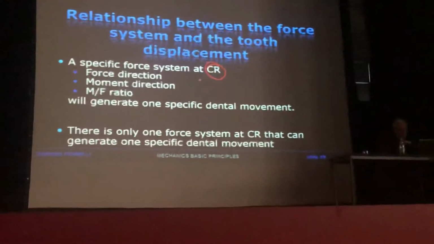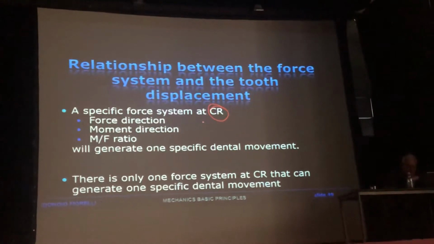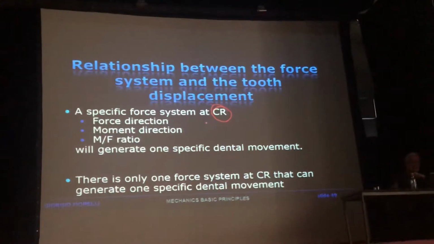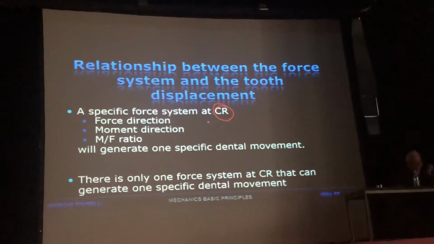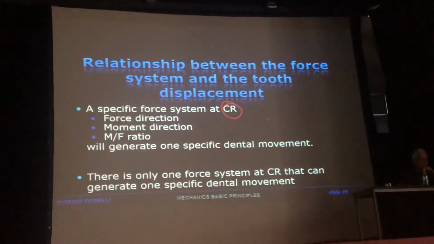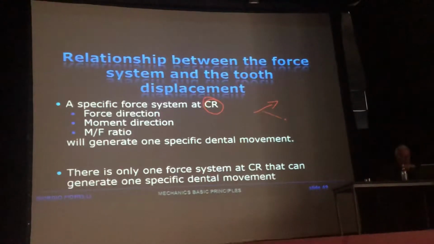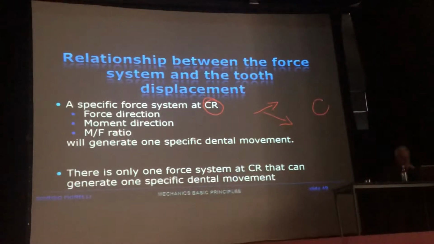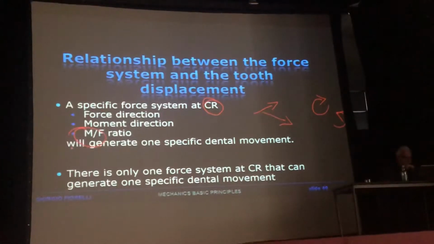Small errors in the estimation of the CR position. And as I said, it's in a way representing the tooth or the group of teeth in a single point. At this point, we are interested to know the force direction. Is this force oriented like this? Is the force oriented like this? Anyway, the moment direction, so like this or like this. And very important, the MF ratio.